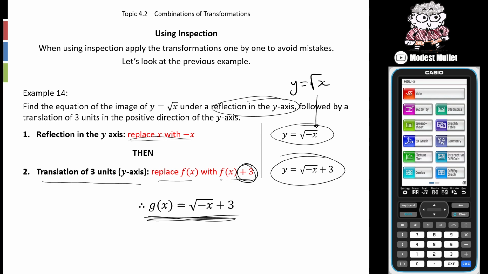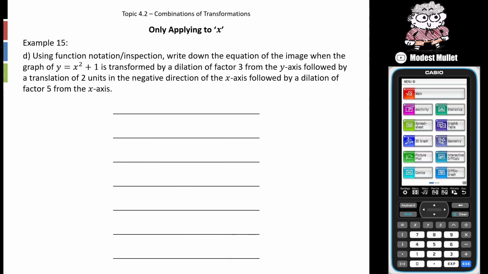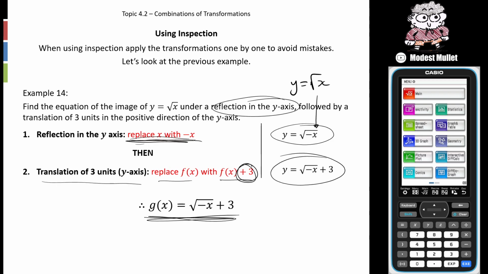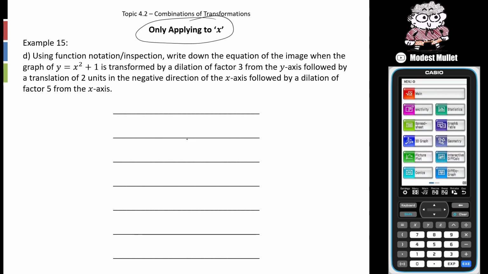So again, nothing's changed from the part 1 video. Just identify the shortcut for that transformation and then apply those in order. If you are using the inspection method, just be careful, as we talked about in the part 1 video, that if you use shortcuts like replace x with negative x, you're doing it explicitly to the x and not something further outside.